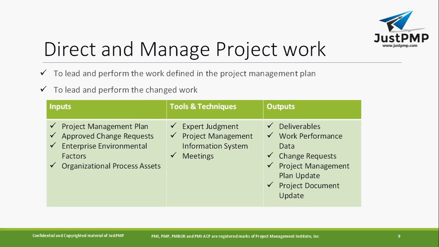So what will be the output of this direct and manage project work? That will be deliverables. When you are in the execution part, at the end you'll get some output, right? Some deliverable, and then this will go into the monitoring and controlling process. You have some deliverable which you can test, and a deliverable is called work performance data.